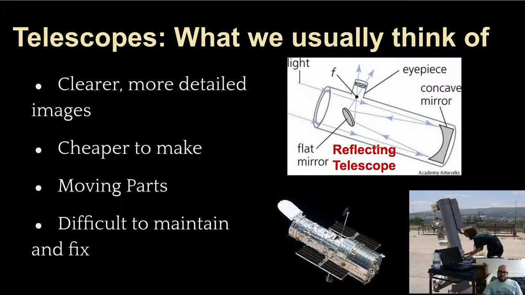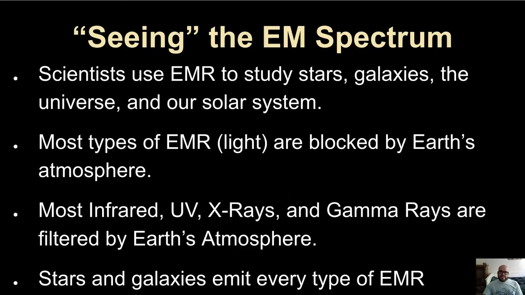This is probably one of the more famous reflecting telescopes, and it's the Hubble Space Telescope, which was launched when I was a little kid and is still up in space giving us pictures. They've been repairing it, but it's been up there for a while, and it's still going strong. Seeing the EM spectrum can be tricky sometimes.